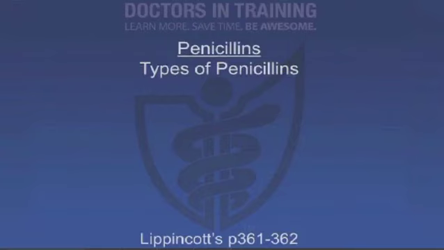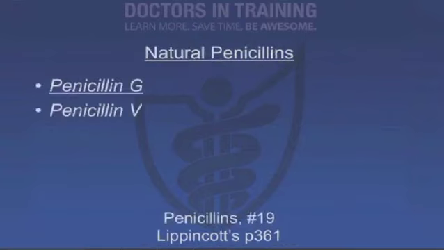Let's talk about some of the types of penicillins. First, we have the natural penicillins. The natural penicillins are comprised of penicillin G and penicillin V. These drugs were obtained from fermentations of the mold Penicillium chrysogenum. Other penicillins, other than penicillin V and penicillin G, are called semi-synthetic, because different R groups have been synthesized to be attached to the 6-aminopenicillanic acid residue that's obtained from that Penicillium mold.